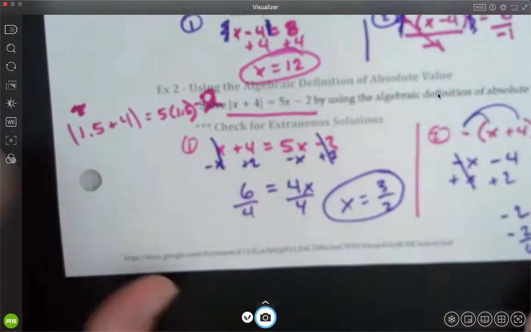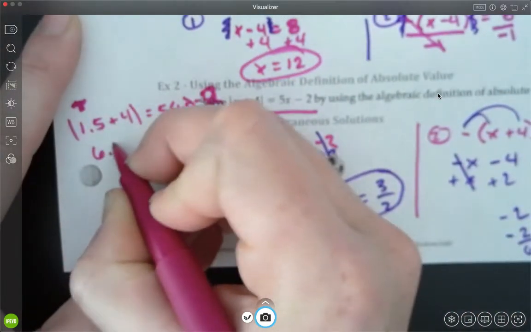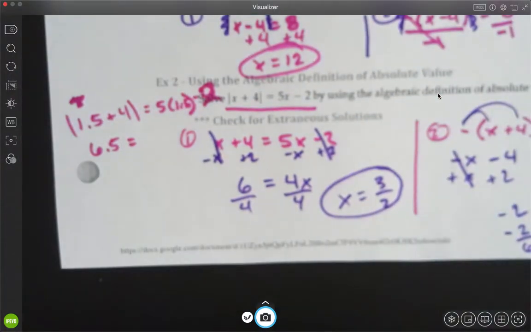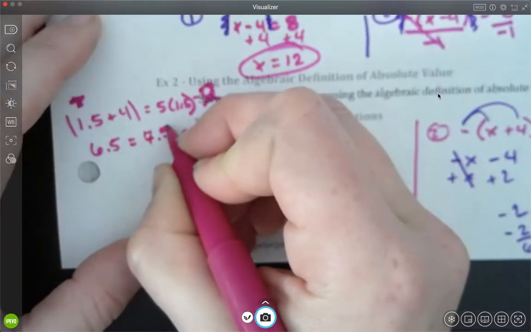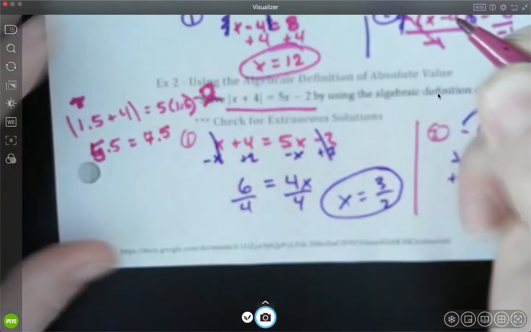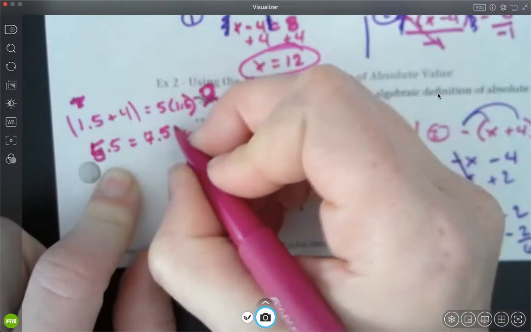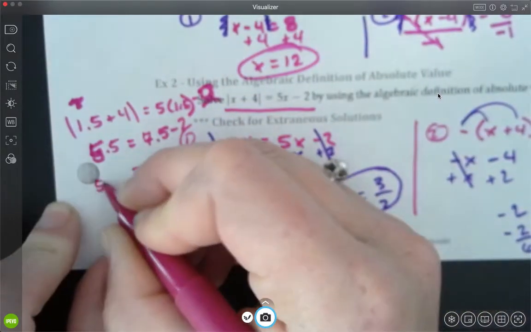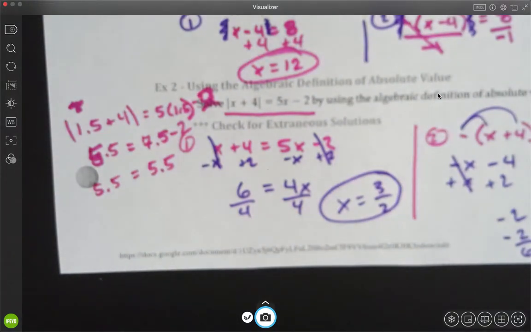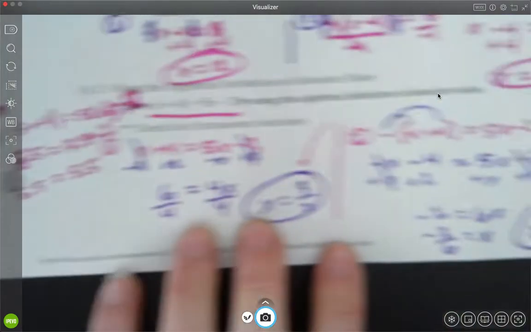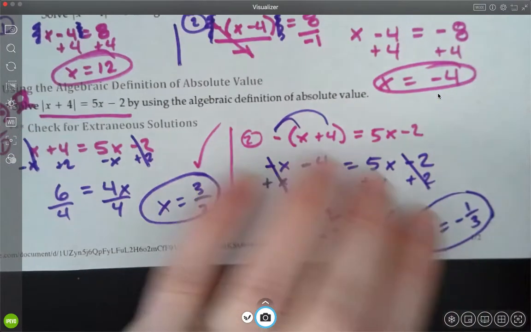1.5 plus 4 is 6.5. Absolute value is still 6.5. 5 times 1.5 is 7.5. 7.5 minus 2 is 5.5. So 5.5 equals 5.5. Is that an extraneous solution? No, he's not an error. He is good. We have this guy working. Okay, now let's do this other one.